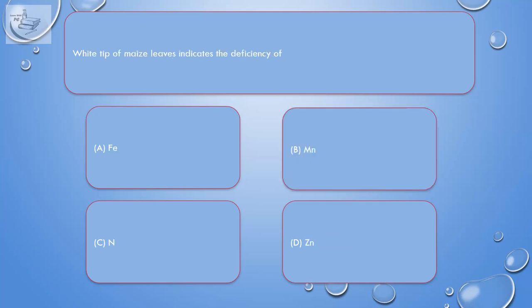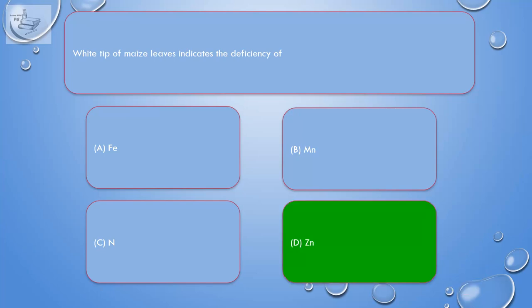Question: white tip of maize leaves indicates the deficiency of A. Fe, B. Mn, C. N, D. Zinc. Correct answer is D. Zinc.